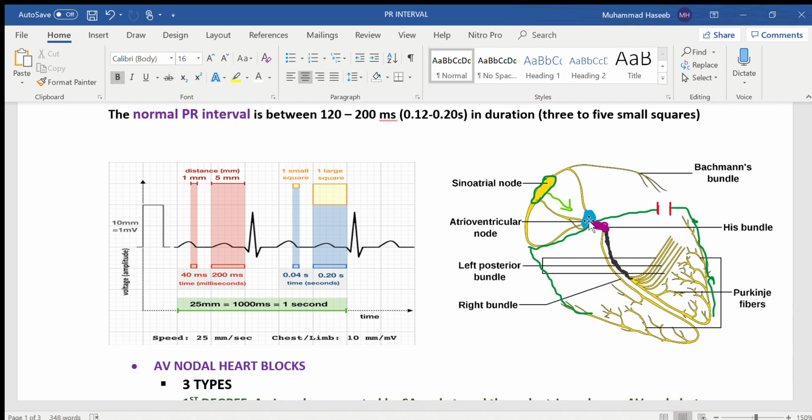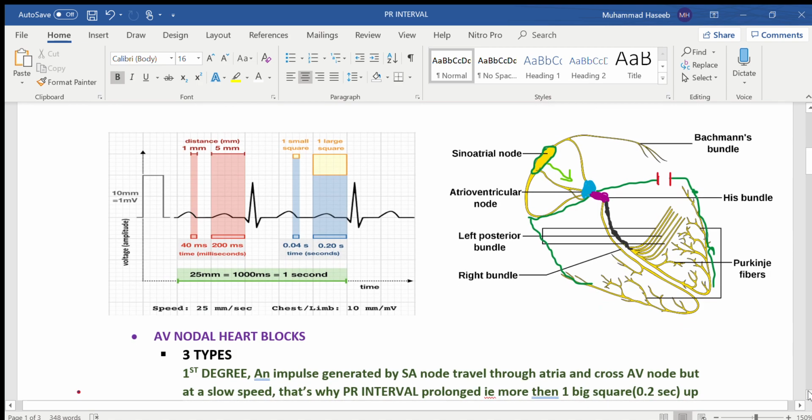So when the time taken by the impulse to cross this AV node is more than the normal, what will happen on the ECG? Your PR interval is going to be prolonged now. But all the impulses generated by the SA node cross the AV node, but they will take more time. They become slower. So the PR interval will be prolonged on the ECG, but all the impulses will ultimately cross the AV node. And this is your first degree heart block.